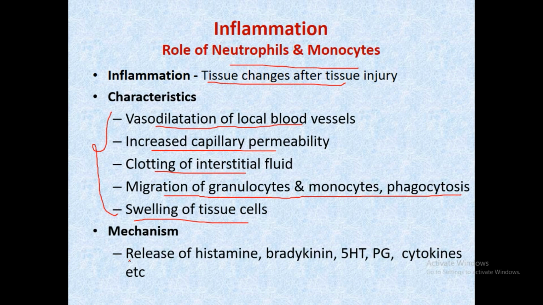Mechanism: the release of histamine, bradykinin, 5-hydroxytryptamine, prostaglandins, cytokines, etc. Whenever there is a release of these histamine, bradykinin, 5-hydroxytryptamine, prostaglandin, cytokines, these all cause this type of events, and these events are the characteristics of inflammation.